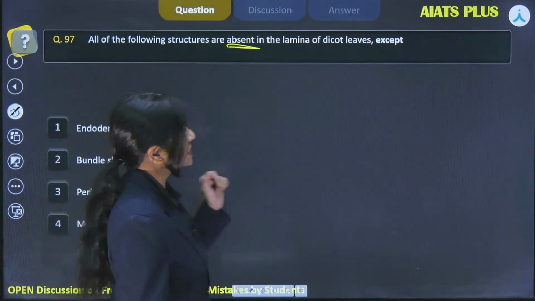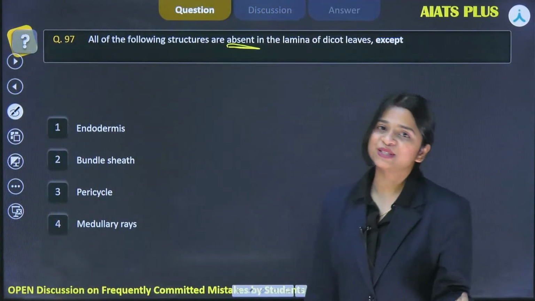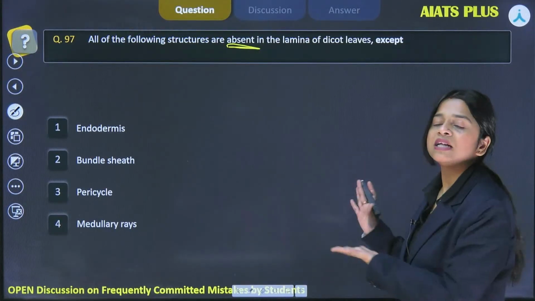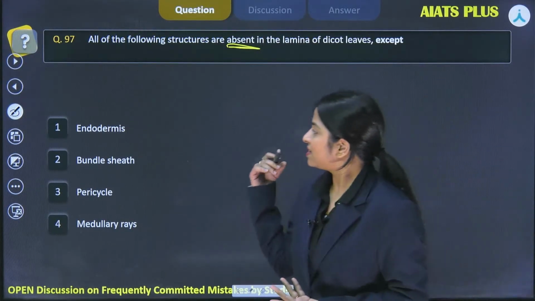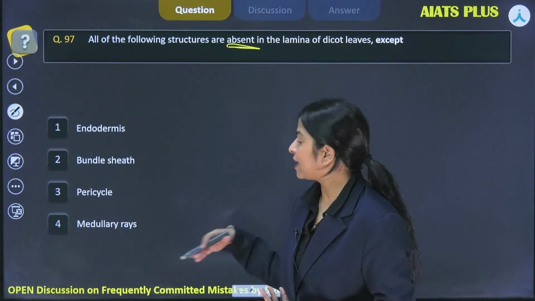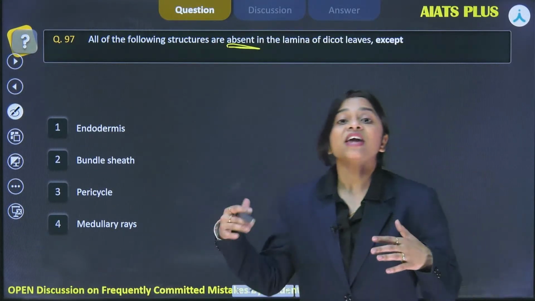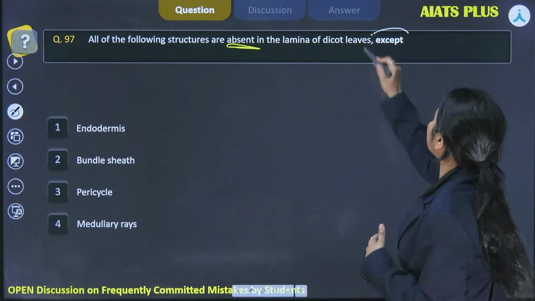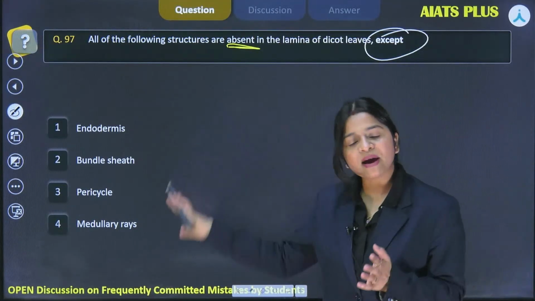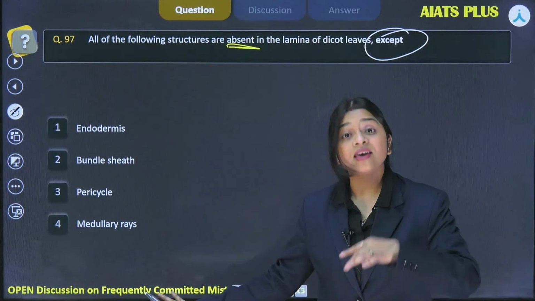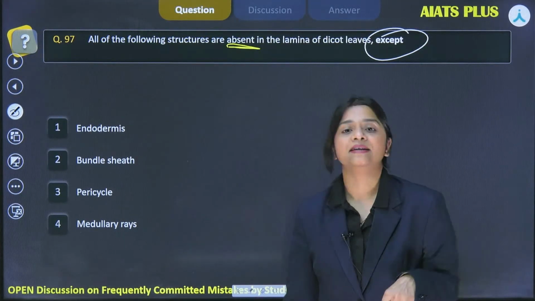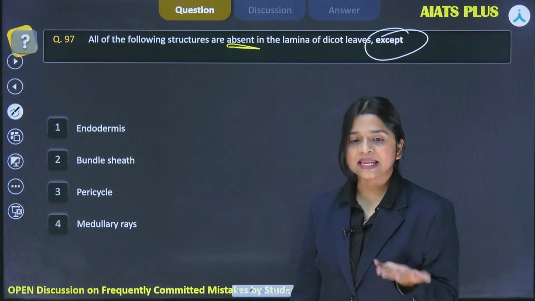The question is asking which of the following is absent in case of dicot leaf. So can you answer from the given options whether it is endodermis, bundle sheath, pericycle or medullary rays? Which of the following is absent? We have to tell except. Pay attention to except also. All of them are absent in dicot leaf except, that means which one is present? So you have to tell the correct answer.